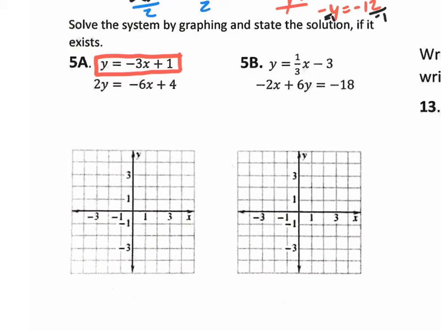Y-intercept is 1, the b value. So you put a dot right there at 1, Eddie. Now from that point, you got to look at your slope. What's the slope, Eddie? Negative 3. So if you want it in the form of a fraction, you're going to put negative 3 over 1.